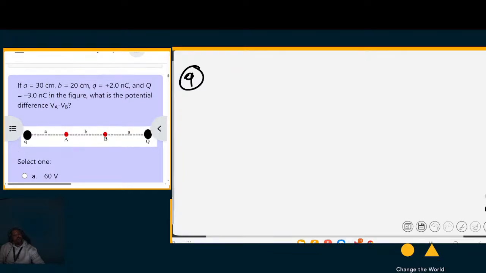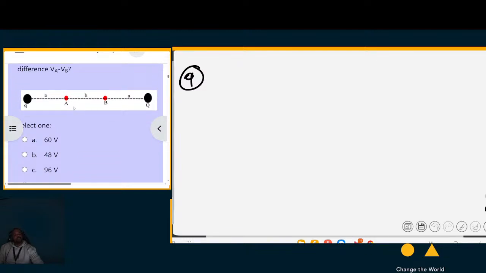If A is equal to 30 centimeters, B is equal to 20 centimeters, small q is 2 nanocoulomb and big Q is negative 3 nanocoulomb in the figure, what is the potential difference VA minus VB? Okay. Let's first work out VA from that situation.